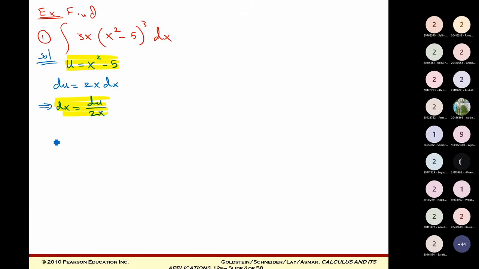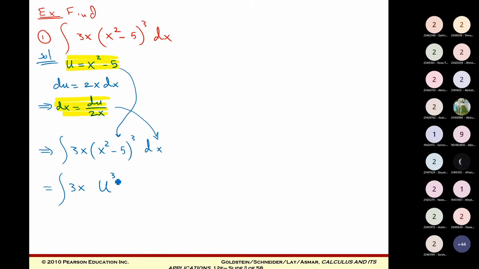Now, continue. So we have the integral of 3x (x square minus 5) to the power 3 dx. Now, substitute dx here and substitute the value of u, x square minus 5. Now we have 3x u to the power 3. Replace x square minus 5 with u, and replace dx with du over 2x.